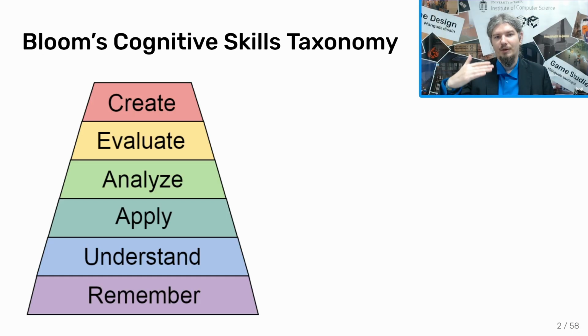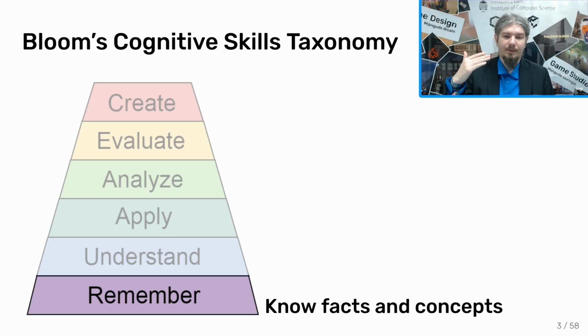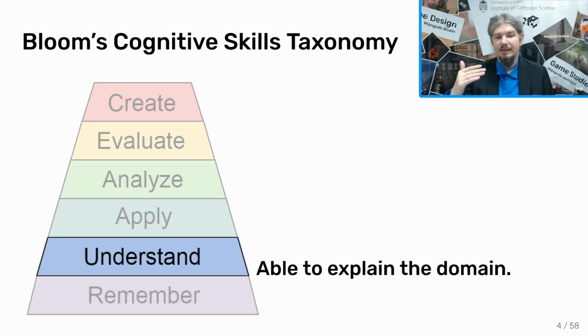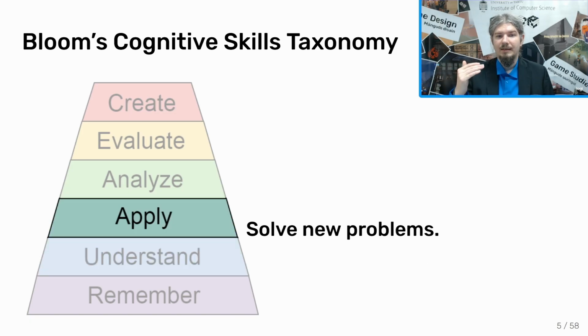So this is a taxonomy of cognitive skills, where at the bottom you have remember, so you know the facts and concepts of something. The second layer is understanding, so you're able to explain the domain to someone else. The third layer is applying, so you are able to apply the knowledge from that domain to solve new problems. For example, if you are solving a quadratic equation, you are now able to solve any quadratic equation regardless of the numbers in the equation.